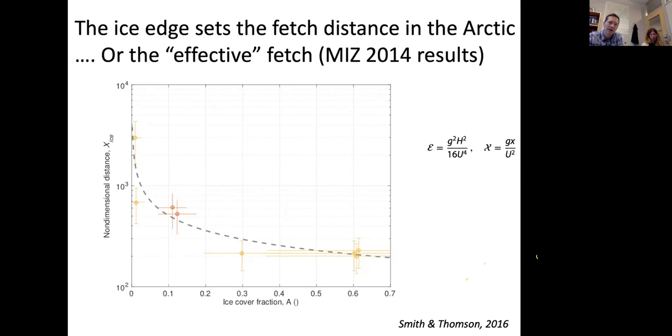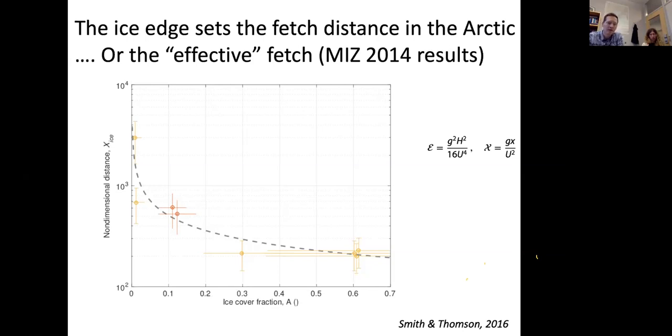She came up with a concept for an effective fetch, which is basically a discounted fetch. When you're in partial ice cover, then let's say you have 10 kilometers of a marginal ice zone and it's 50% ice cover. Then maybe you shouldn't count that as 10 kilometers of fetch in the traditional sense. Maybe it's effectively 5 kilometers of fetch, say.